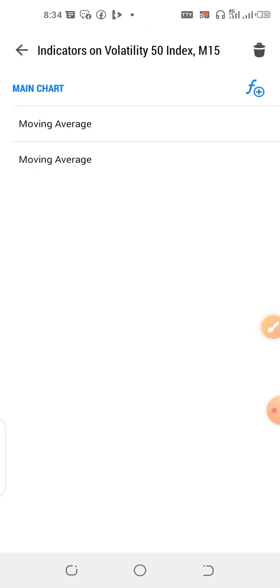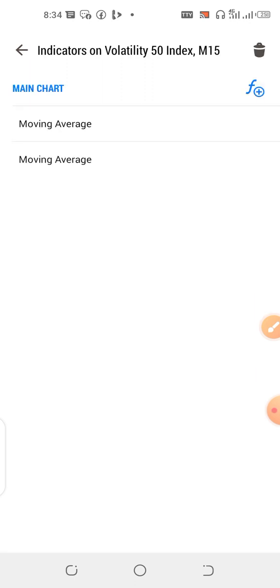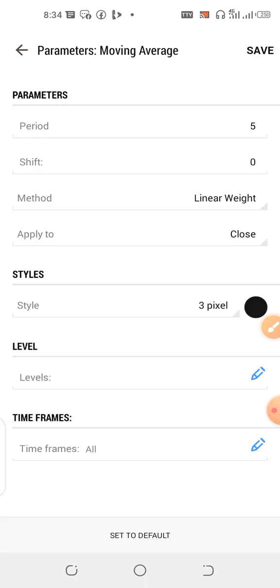So on our main chart we have moving average 200, shift 0, method simple, apply to close, style 2 pixel, any color of your choice, guys. You click save. Then our second moving average here is period 5, shift 0, method linear weight, apply to close, style 3 pixel, then any color of your choice, guys.